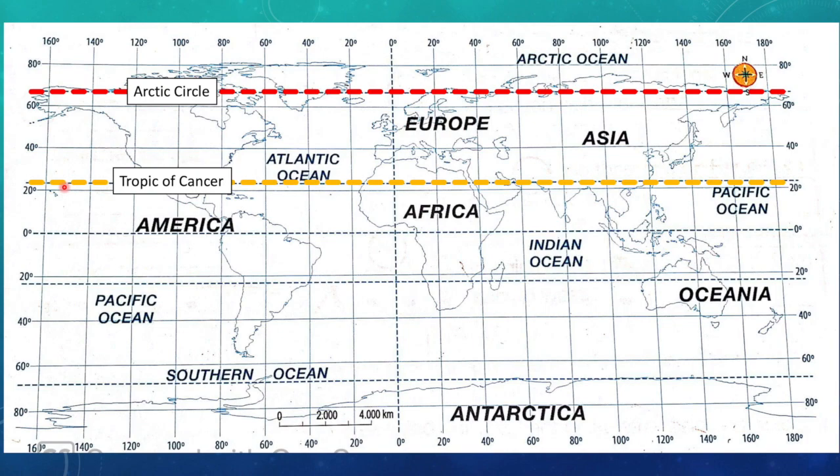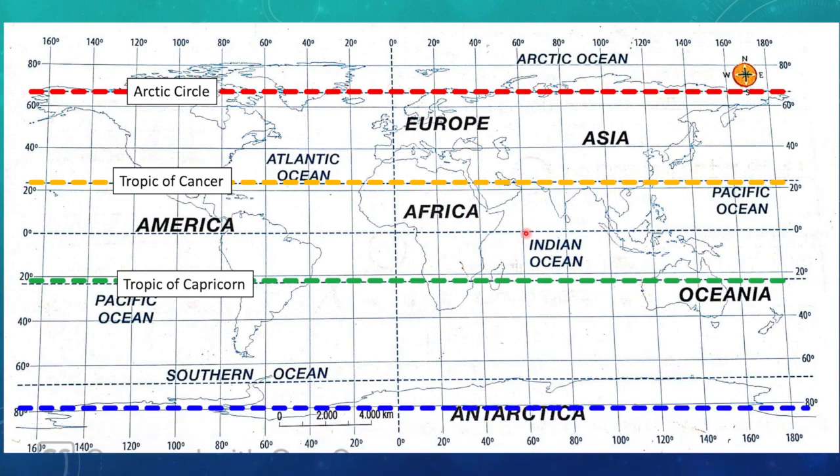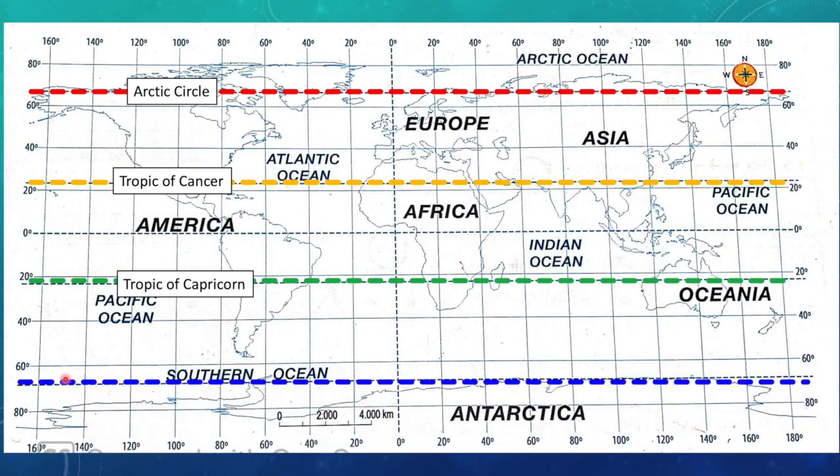Well done. What about this one? This one is located in the southern hemisphere, south of the equator line. What is the name of this line? This is the Tropic of Capricorn. And finally, we have this blue line that is located in the southern hemisphere too. What is the name of this one? Well done. This is the Antarctic Circle.